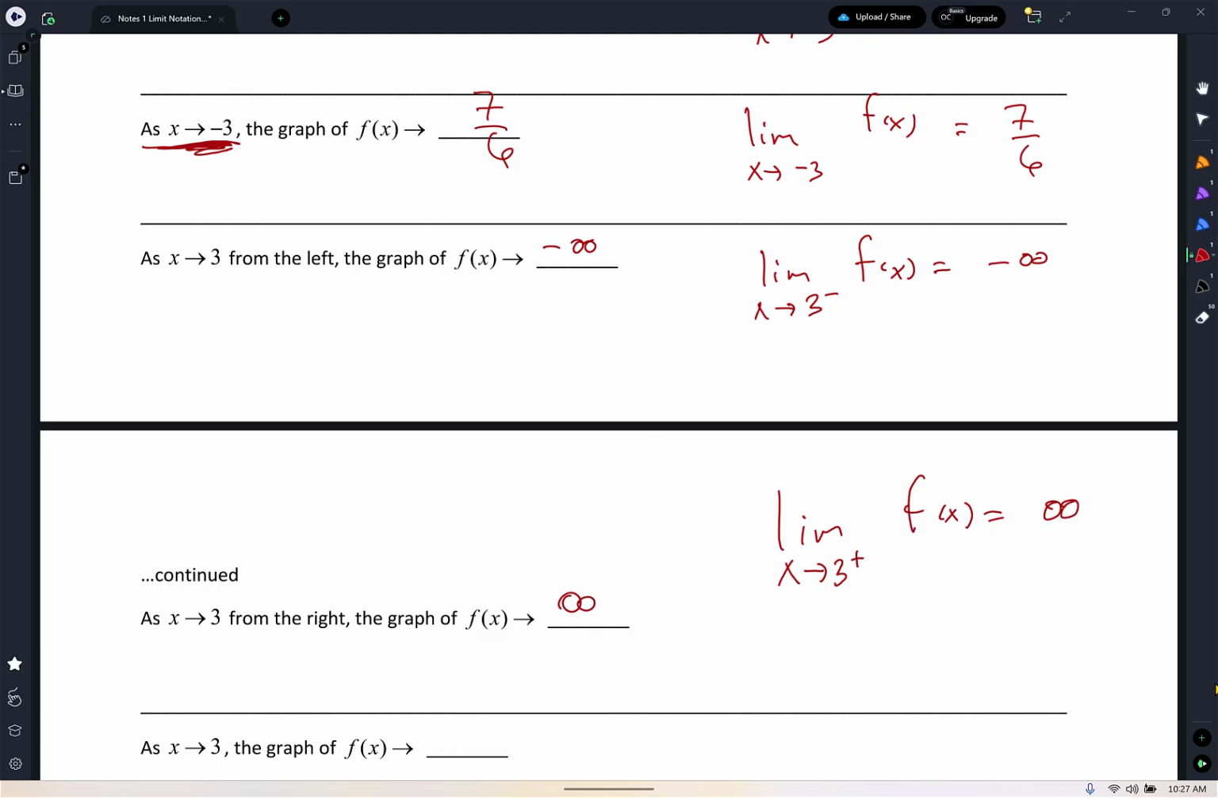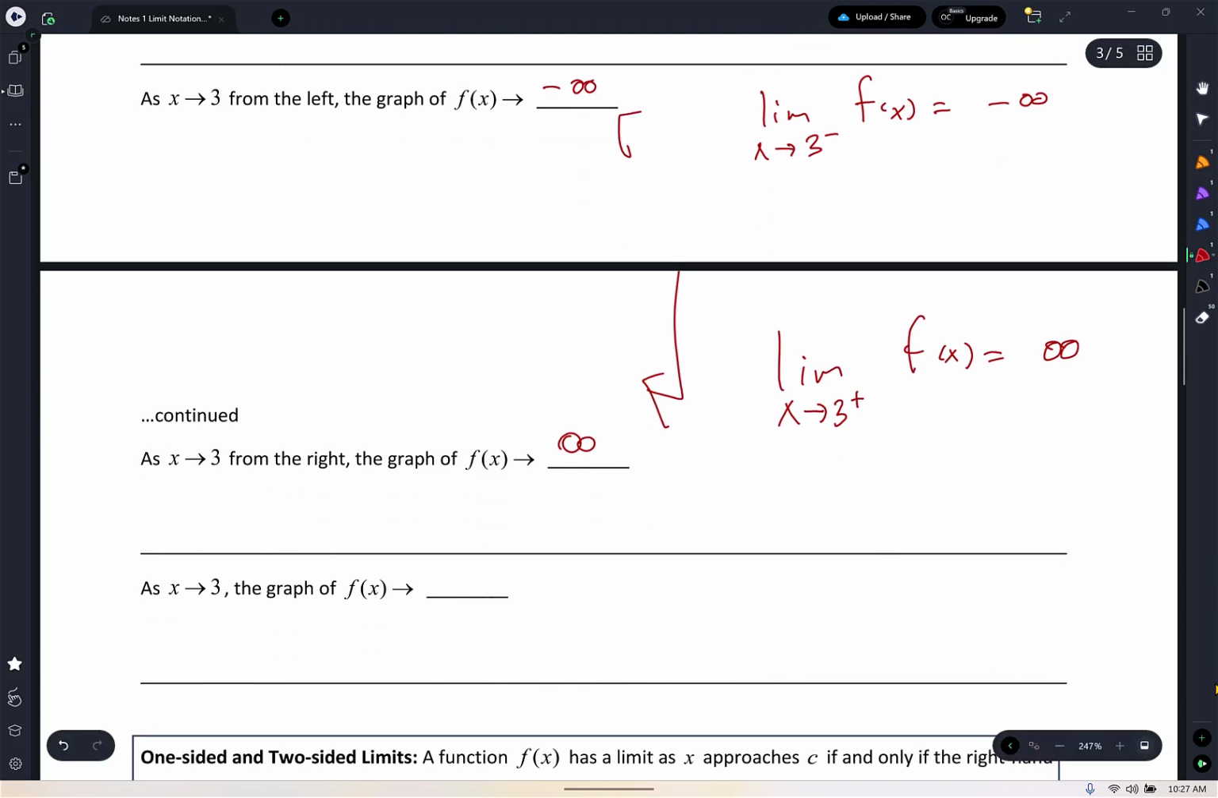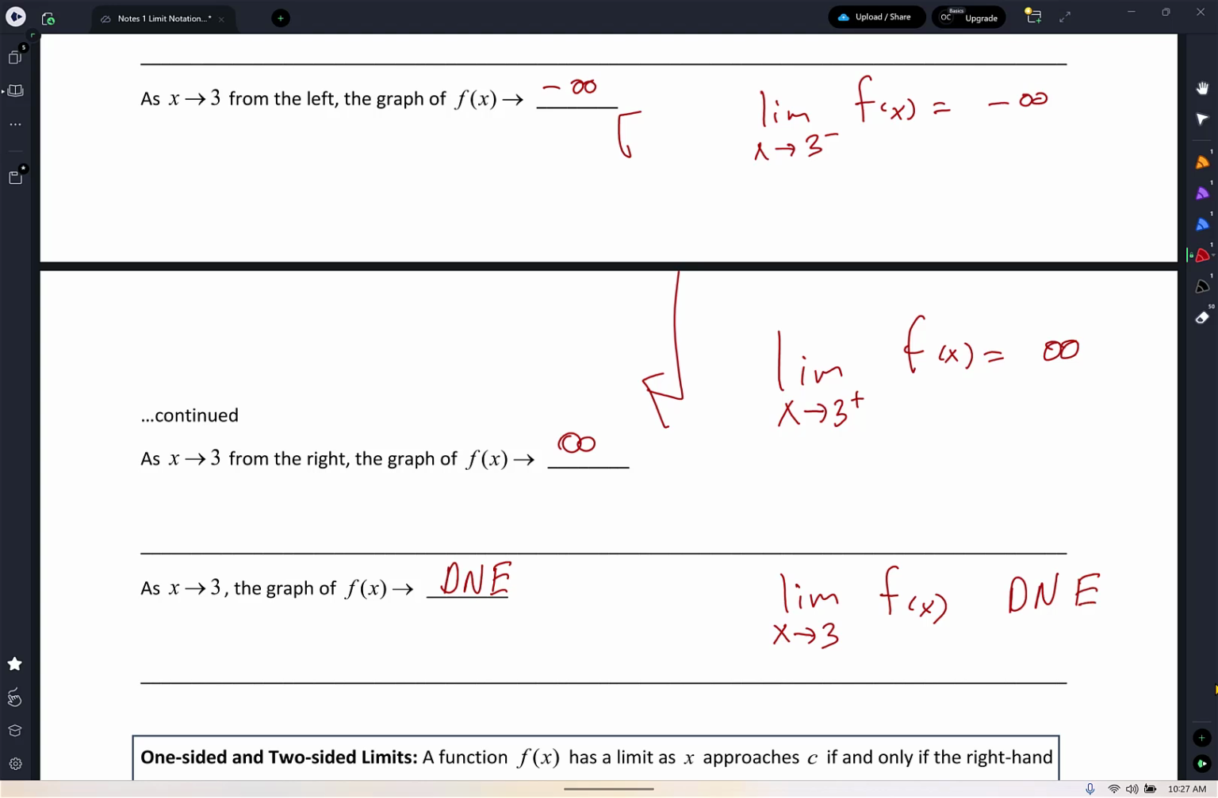Do the behaviors match? No. So we're going to say, what does Lindsay Lohan say? Does not exist. So I'm going to write limit as x approaches 3 of this function does not exist. And then some people say that they don't want equal signs. That's fine. That's technically correct. No equal signs. But if you write an equal sign, that's fine as well, because you can't equal does not exist. But this is the correct way, but we won't penalize you.